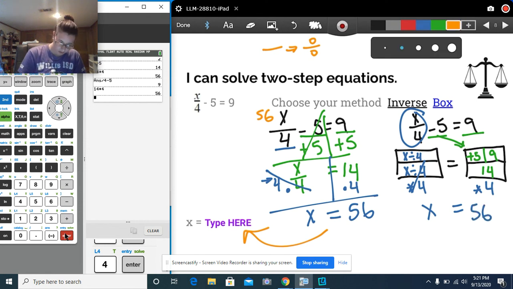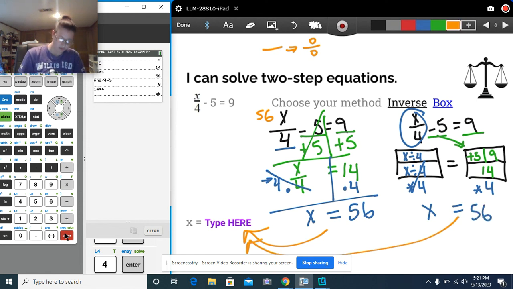So no matter what method you choose, your answer is going to be the same. We can do inverse operations or we can use the box method. If you have any questions, just reach out to me. Please email me and talk to me and let me know what you're going with. I'm going to give you chances to practice both the inverse method and the box method. I think you'll come to see and agree with me that you like the box method. I like the box method. To me, it just makes more sense.